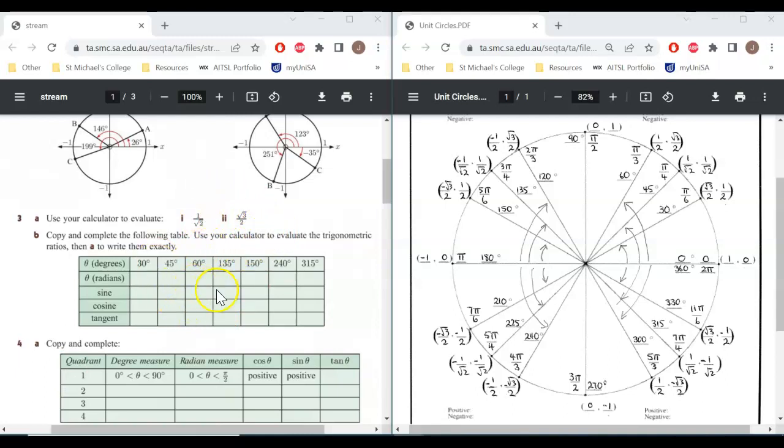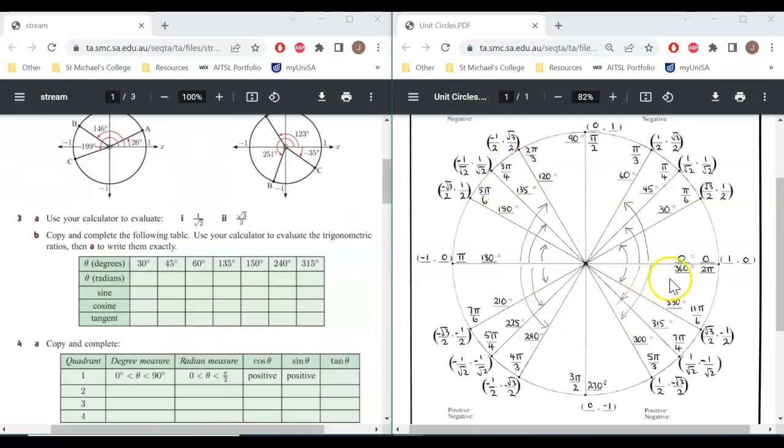Then in B, we have this table, so these values should look familiar to you. We know that 30, and these are values that we use over and over again, so you should notice straight away that 30 degrees relates to pi over 6, and then you can look at 45 degrees, and we know that 45 degrees is going to be pi over 4, then 60 degrees is pi over 3, then 135 degrees is 3 pi over 4, and so on.